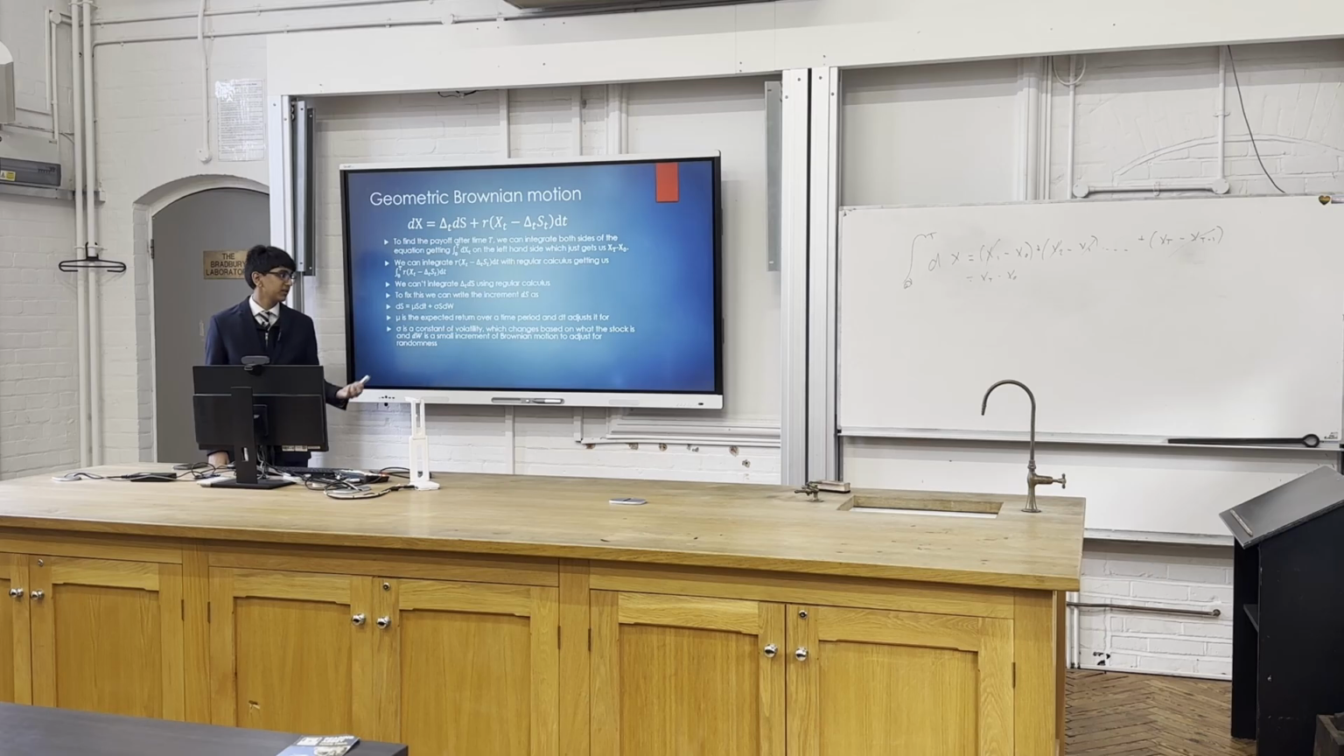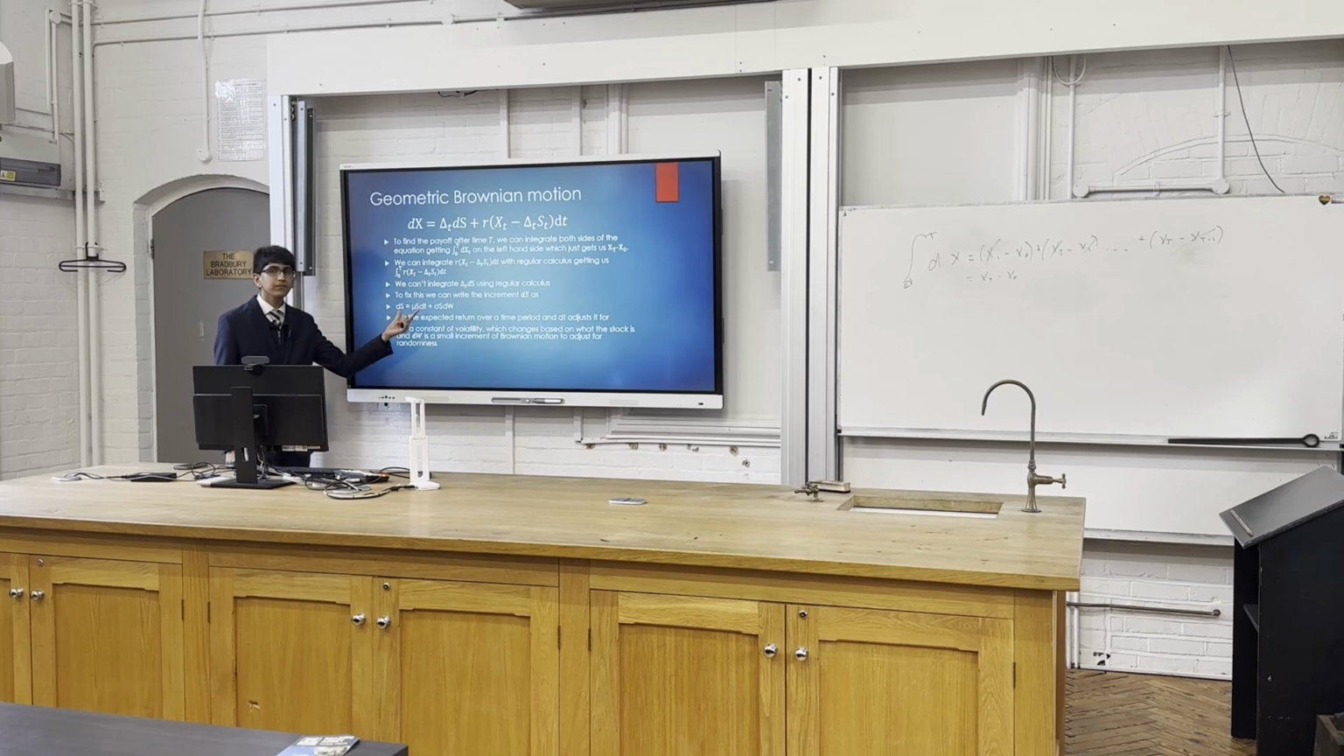Sigma is the constant of volatility, which changes based on what the stock is. For example, Apple might be less volatile than NVIDIA. So it doesn't change as much every year, or over any time period you want to take. So dw is a small increment of Brownian motion, and this adjusts for the randomness.